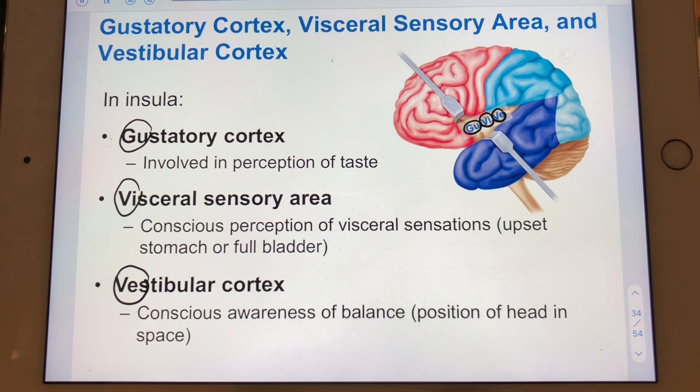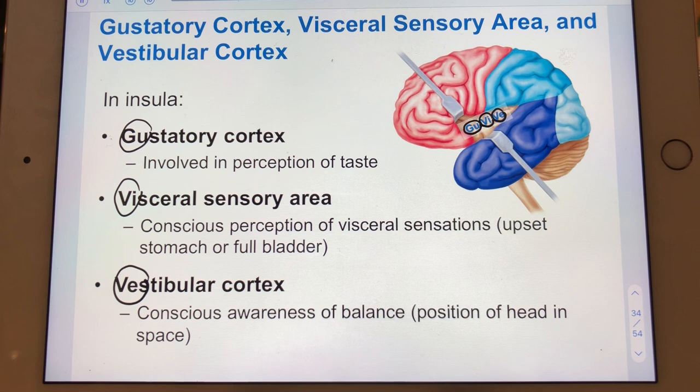Primary gustatory cortex, what does it do? It receives gustatory input. We have a gustatory association area, or gustatory association cortex, I don't care. What does it do? It compares new gustatory input with previous gustatory experiences. We have a primary visceral cortex. What does it do? It receives new visceral input. We have a visceral association cortex. What does it do? It compares that new visceral information with previous visceral experiences so that you can say, oh man, it's another tummy ache. Not, oh man, I must be dying because I don't know what's wrong with me.